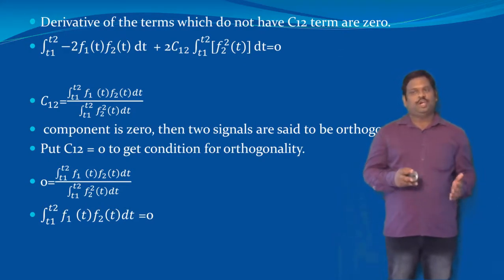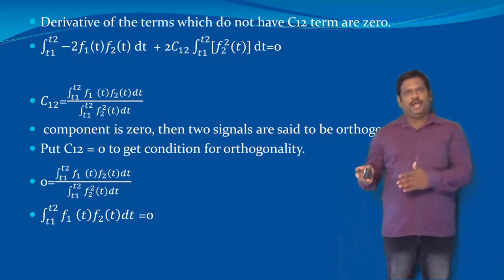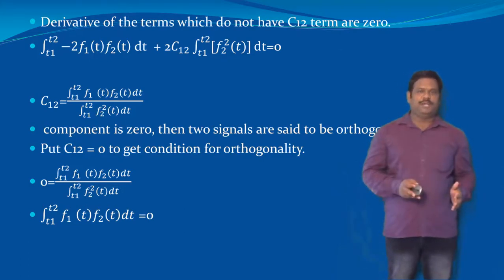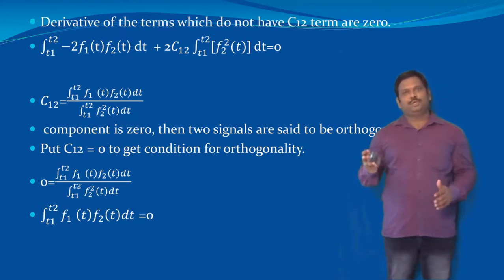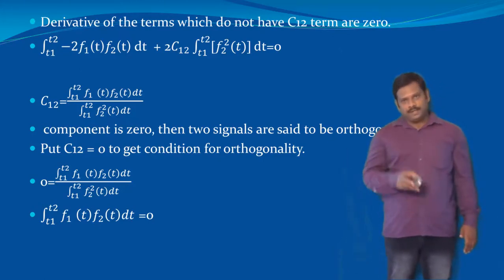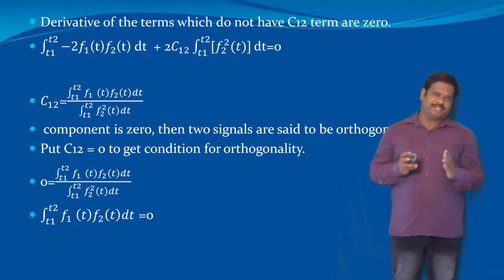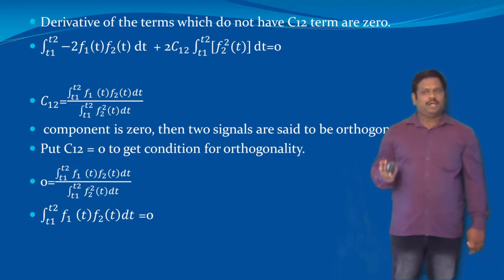minus 2 f1 of t f2 of t, and the c12 square will be split as 2 c12 f2 square of t dt. This particular c12 will be given by the integral of t1 to t2 f1 of t f2 of t dt divided by the integral of t1 to t2 f2 square of t dt. This is the expression for our component, that is c12, while approximating the function f1 of t with respect to f2 of t.